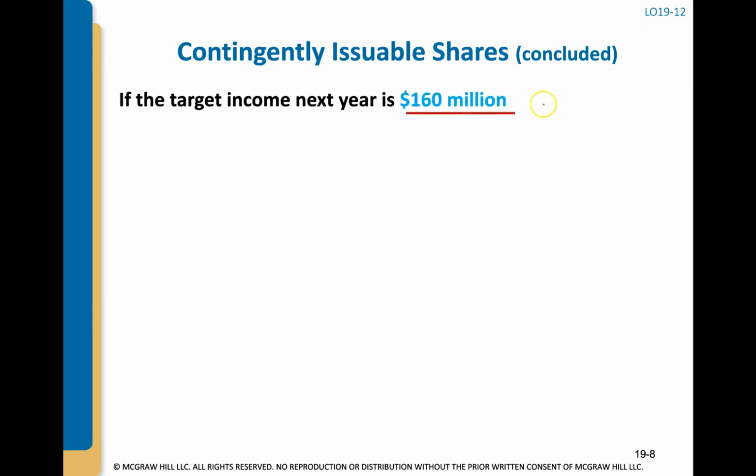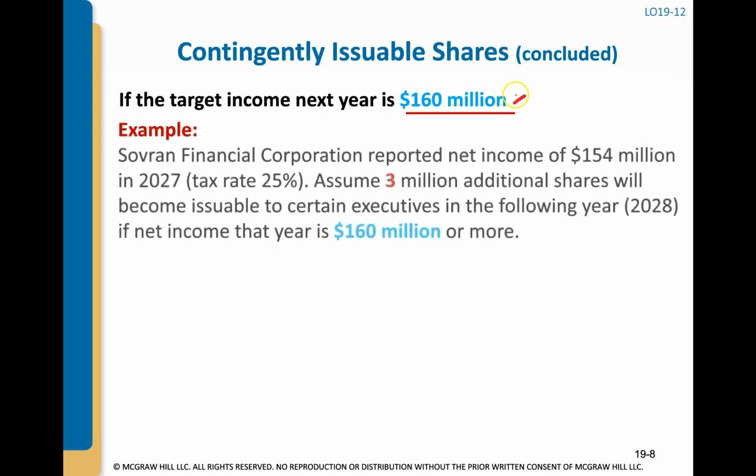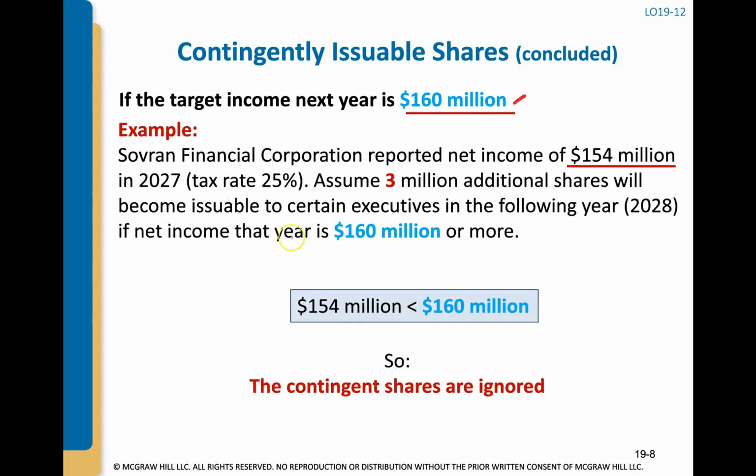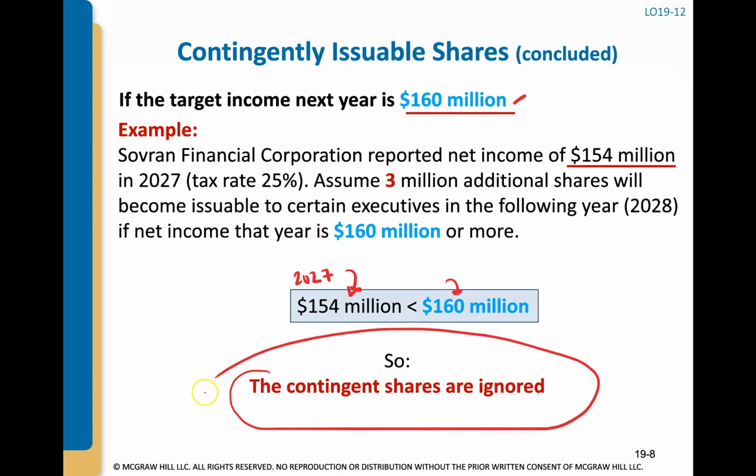Now let's just take similar facts, except the target income next year is $160 million. Okay, so in this situation, in 2027, we still have our net income of 154, which is less than what the target is for 160. So we have not met that criteria in the current year. So therefore, when we calculate the 2027 diluted earnings per share, that additional potential 3 million shares are ignored because we have not met that criteria yet.